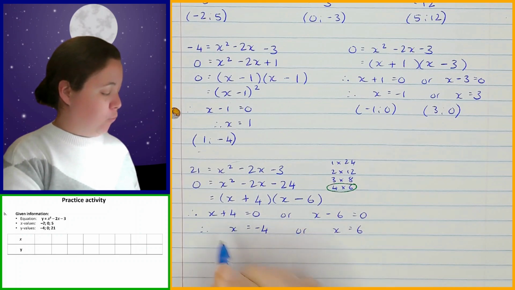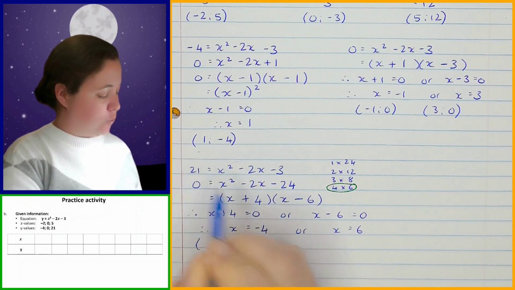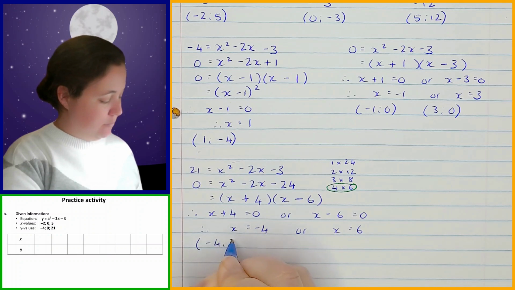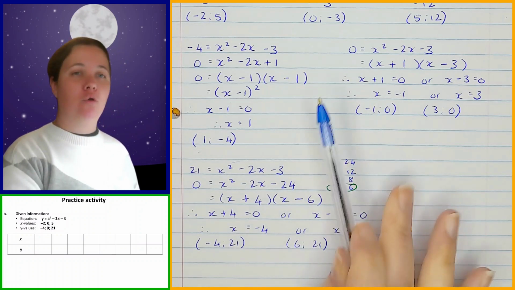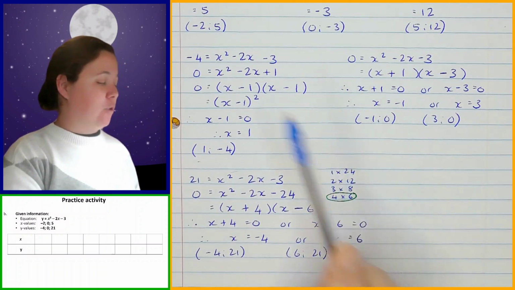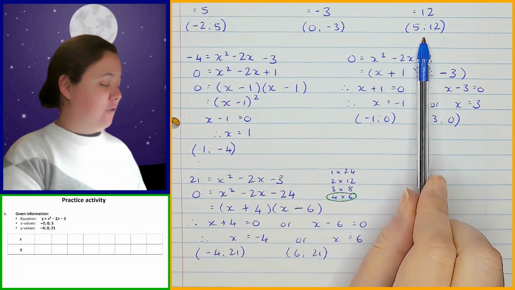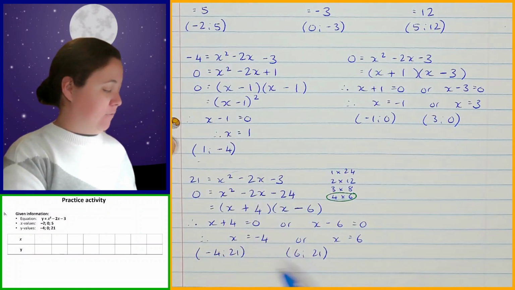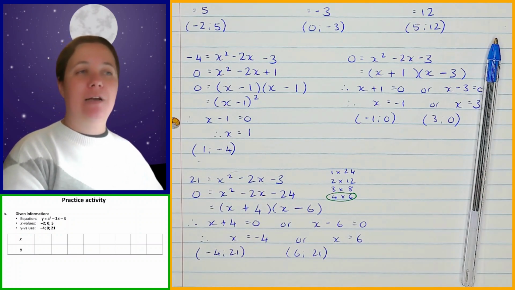And now I can get my ordered pairs. So the ordered pair over here is going to be negative 4, 21. And for this x value, it's going to be 6, 21. Okay, so now I've got all of my ordered pairs for this equation for the given x and y values. These are the ordered pairs for the given x values, and here I've got the ordered pairs for the given y values. Now we need to go and put them into our table in increasing values of x.